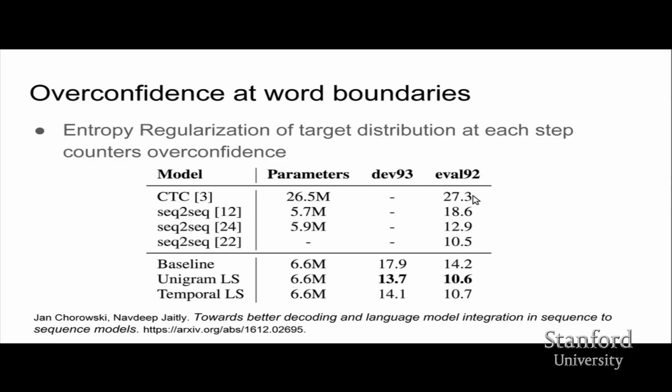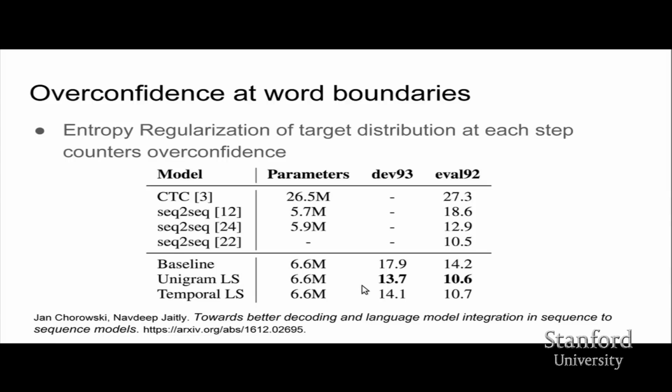So if you remember, we had CTC on an end-to-end task for Wall Street Journal, which had an error of 27.3. Then there's a baseline sequence-to-sequence model that wasn't ours, but from Joshua Bengio's group, that had an 18.6 word error rate. Our baseline, for some reason, was 12.9 word error rate. And then once we applied this technique of entropy regularization, that error rate went down to 10.5.